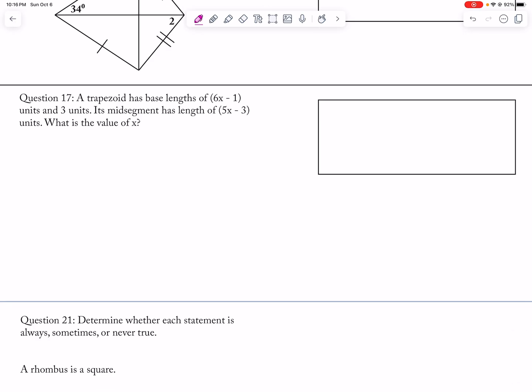And then 17. Trapezoids with base lengths of 6x minus 1 and 3 units. The mid-segment has length 5x minus 3. What's the value of x? So 5x minus 3 is equal to 1/2 6x minus 1 plus 3. So 10x minus 6 is equal to 6x plus 2. So then 4x is equal to 8. So x is equal to 2.